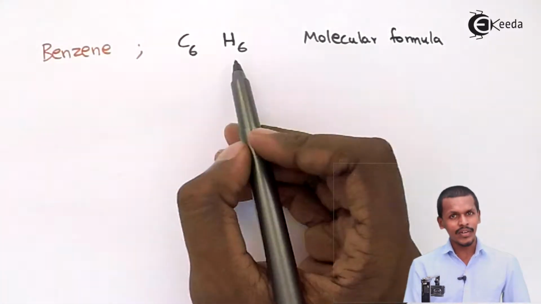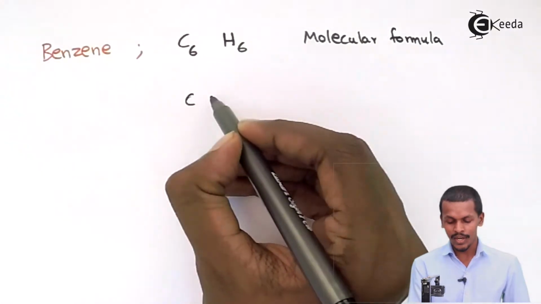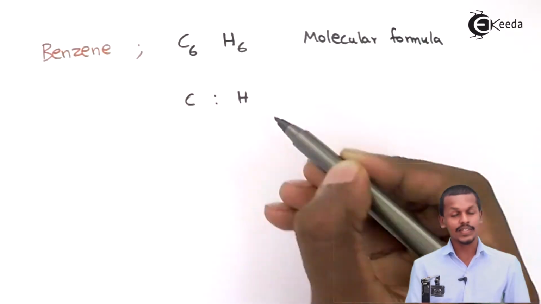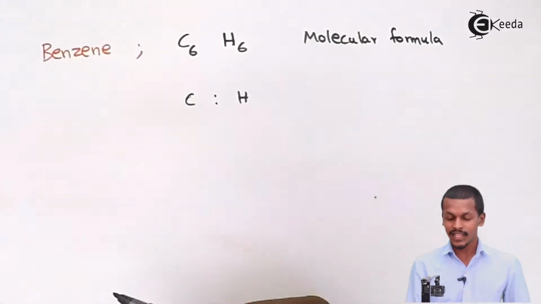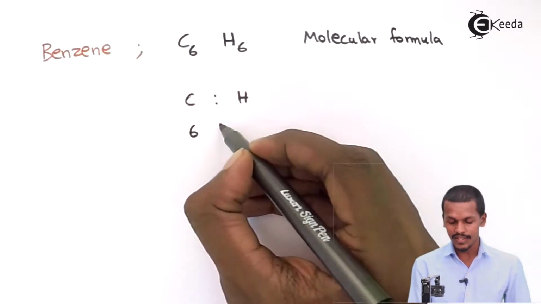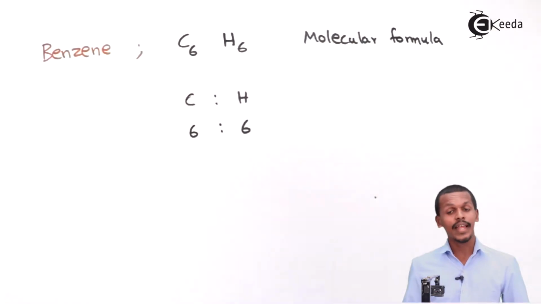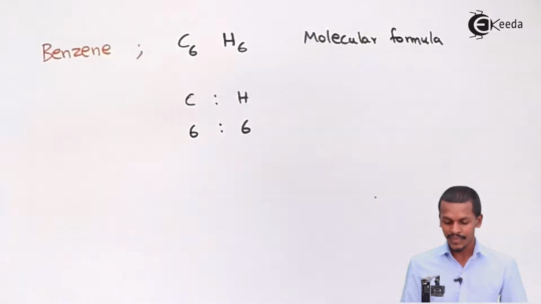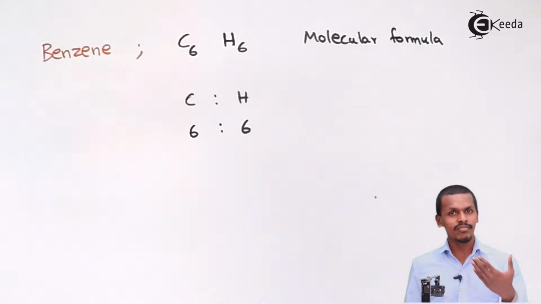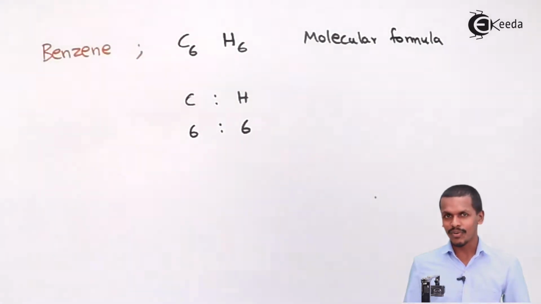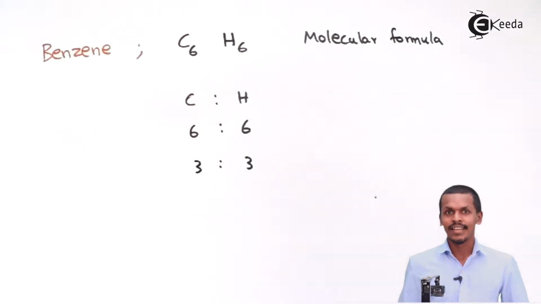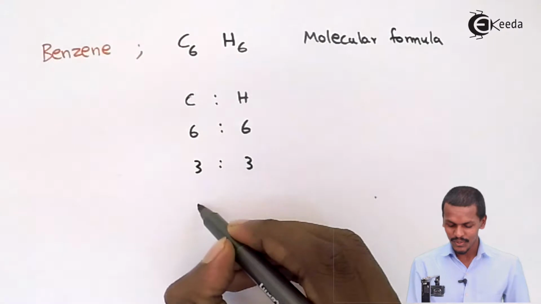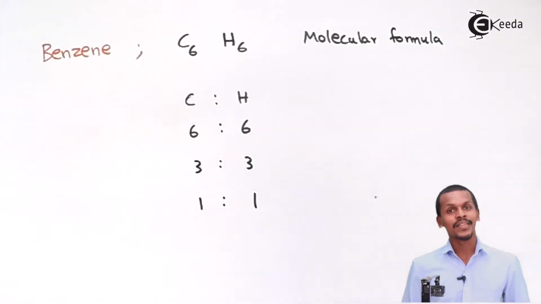Talking about the other one, the empirical formula, this is the ratio we have got here. Suppose the two elements present in benzene are carbon and hydrogen. If we compare, the ratio was 6:6, that is 6 atoms of carbon and 6 atoms of hydrogen. But this can be reduced into a smaller ratio. I could write it as 3:3, but again this could be written in the smallest ratio, 1:1.